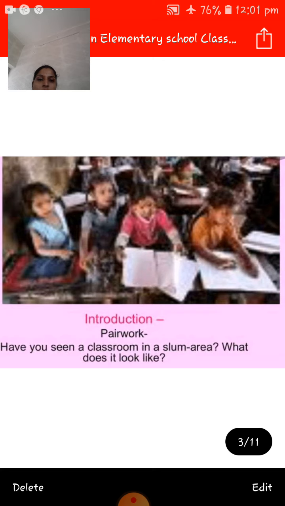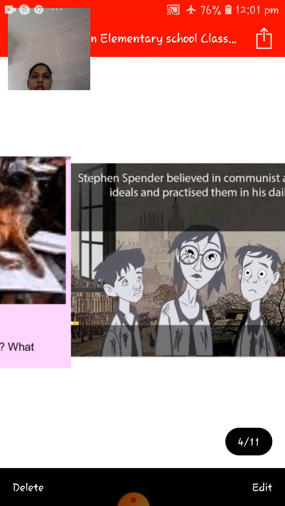And as an introduction, have you seen a classroom in a slum area? What does it look like? क्या आप लोगों में से कभी किसी ने कोई क्लासरूम एरिया देखा है, स्लम एरिया का क्लासरूम देखा है? If yes or if not, then here are some pictures for you.